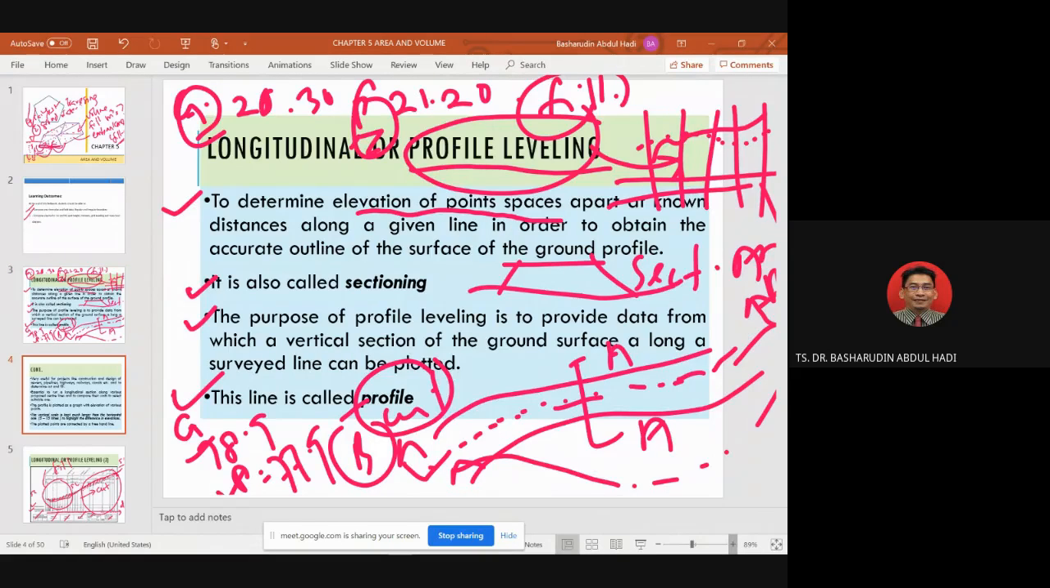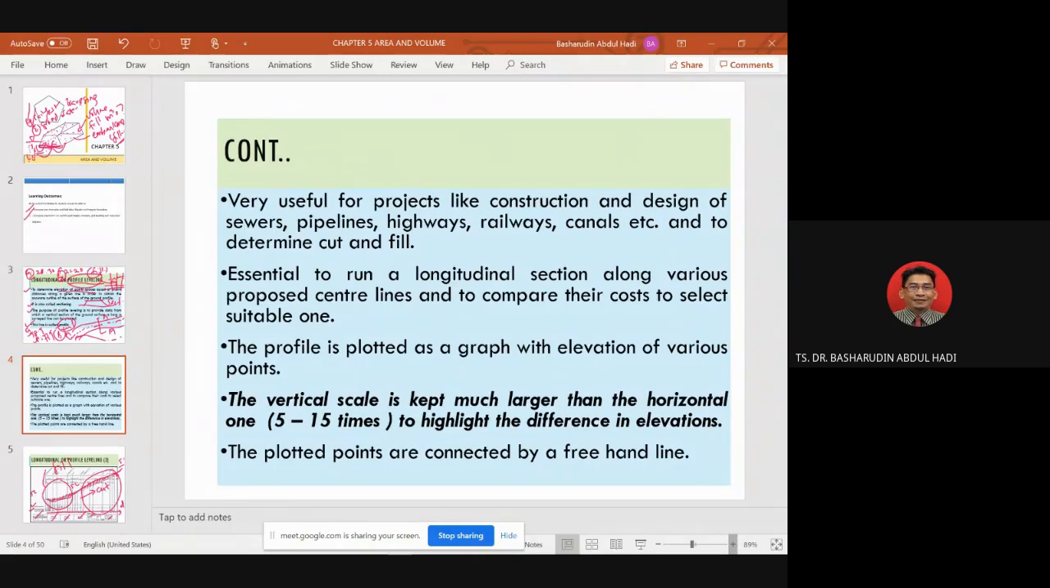You already know that, so we continue. The slope of this road profile is very useful for projects like construction and design of sewerage, pipelines, highways, railways, canals, and to determine cut and fill. Number two, it is essential to run a longitudinal section along various proposed center lines and to compare the cost to select a suitable one.